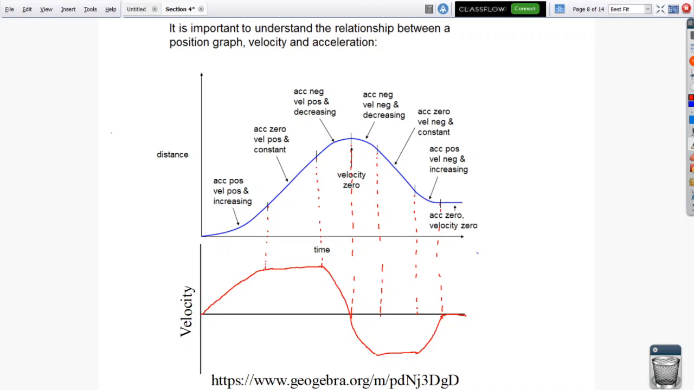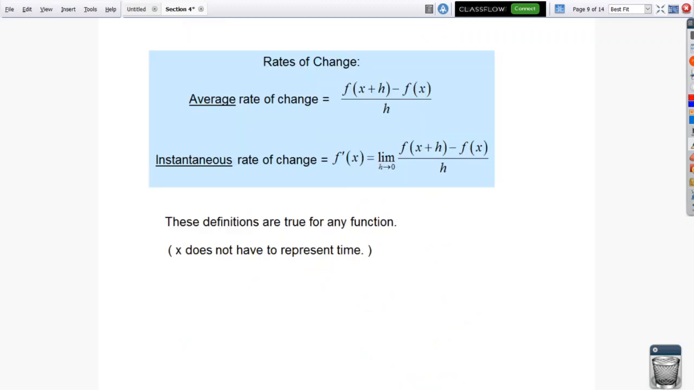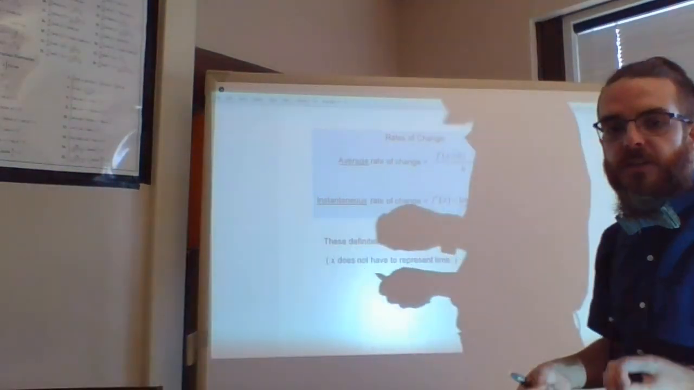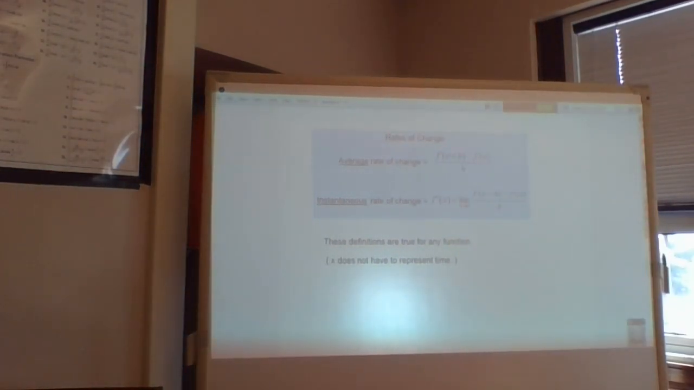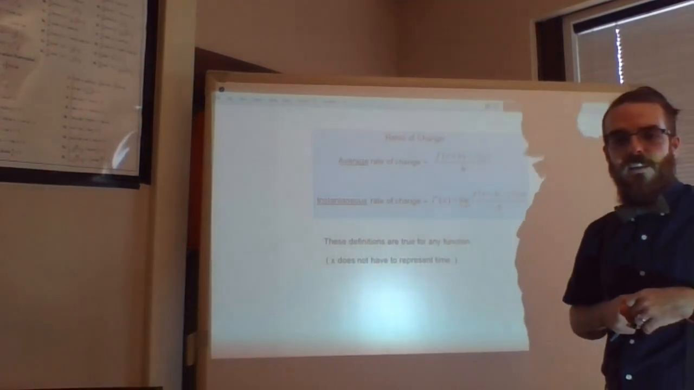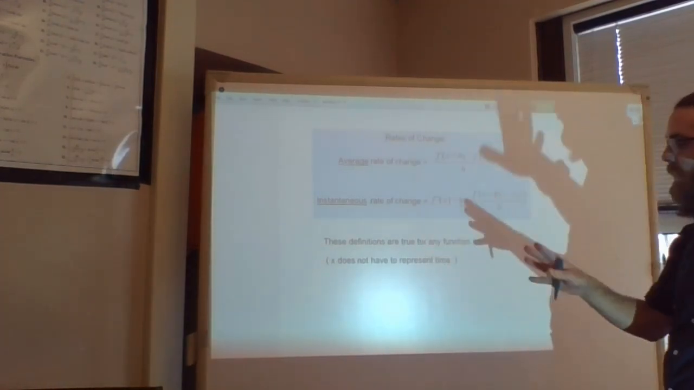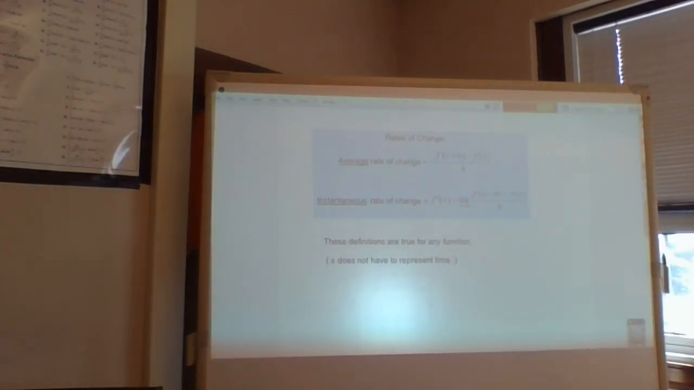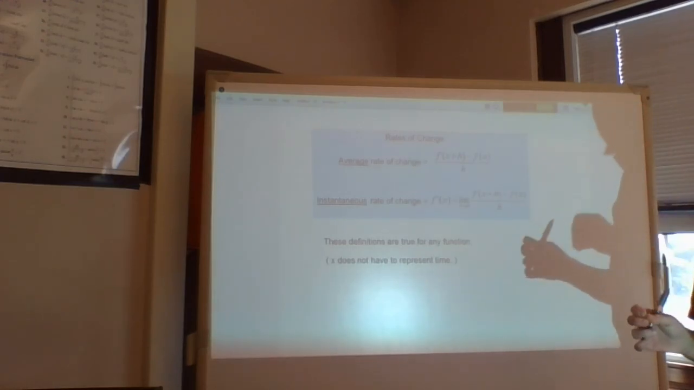All right, so let's proceed to the next page here. Rates of change. Something that you will have to know is average rate of change versus instantaneous rate of change. Anytime I say average, that just means calculate the slope. Average, period, calculate slope. Instantaneous, period, use the derivative.